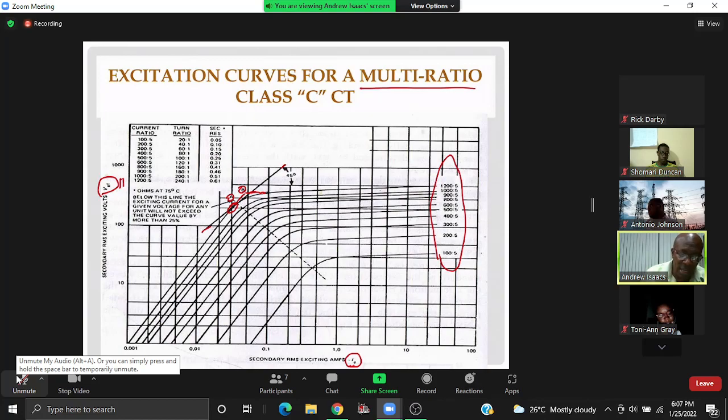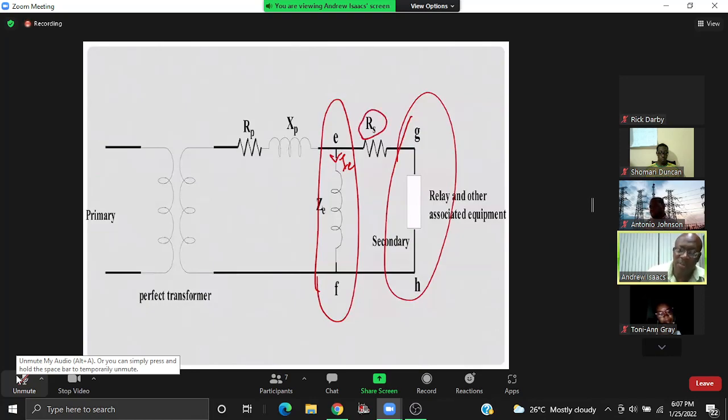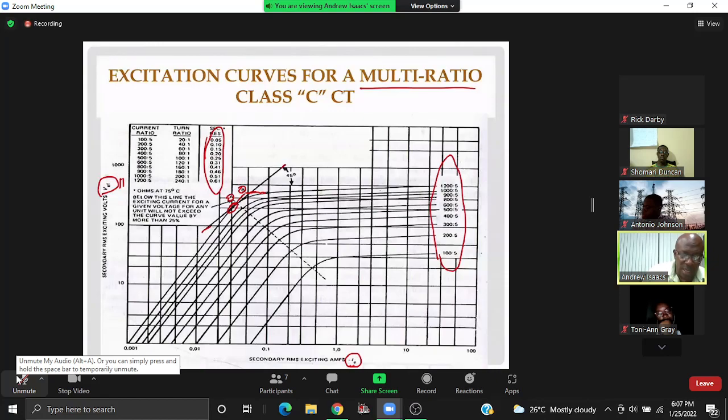On the top left-hand side, what you have are the RS values. So if you go back to the figure, these are the values that they're giving. So those are the RS values. So for each ratio, you get a certain resistance. So in your calculations, if you are using the 100 to 5, then the secondary resistance is 0.05 ohms. If you're using the 800 to 5, then it's 0.441. All right, because remember, all they are doing is tapping the winding at different points. So if it's a 1200 to 5, it means that you're using all of the winding. So you'd have a higher resistance.